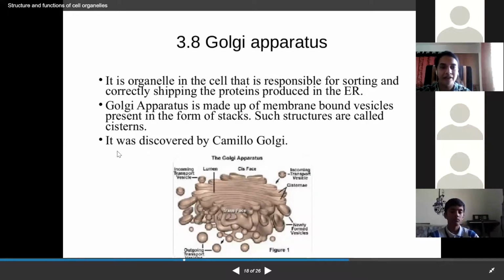All right. And the Golgi apparatus is made up of membrane bound vesicles which are present in the form of stacks. So they are like stacks, one on top of the other. And what are these stack like structures of Golgi bodies called? They are called cisternae.